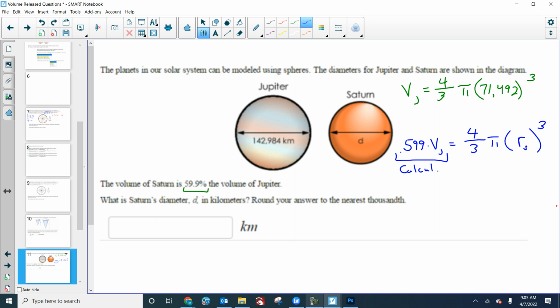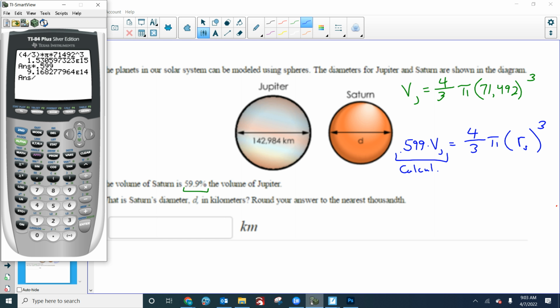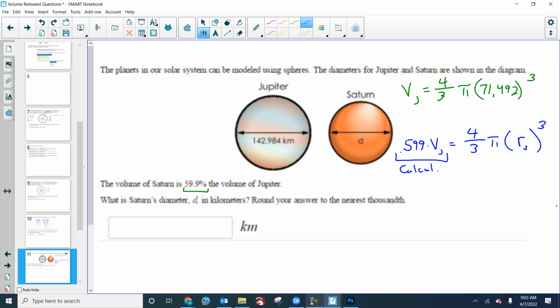Okay? How do I solve for r? Well, look up here. Do you agree I have to divide by 4/3, divide by pi, and then get rid of that cubed? Everybody agree with that? So in my calculator, divide by 4/3, enter. Divide by pi, and yes, you could have done that in the same step. I just don't trust my calculator. And then do what to both sides?